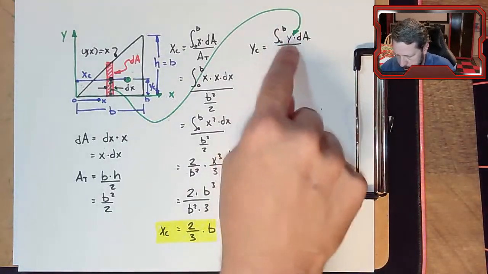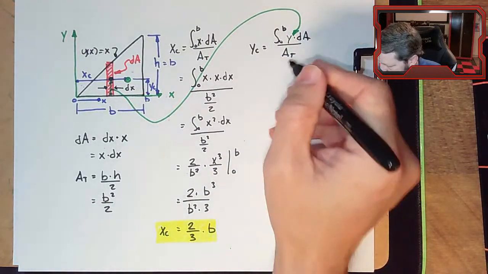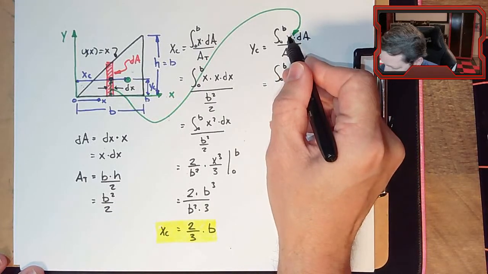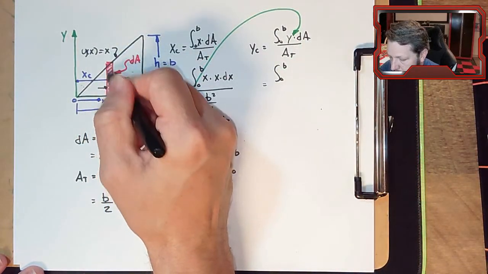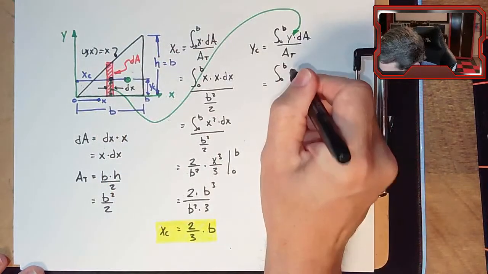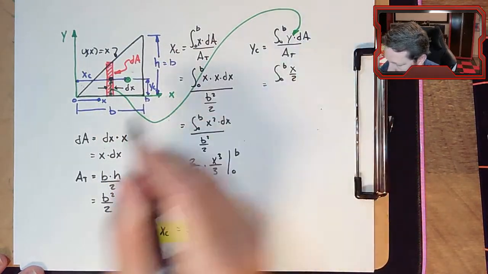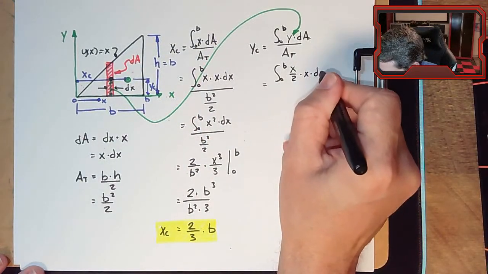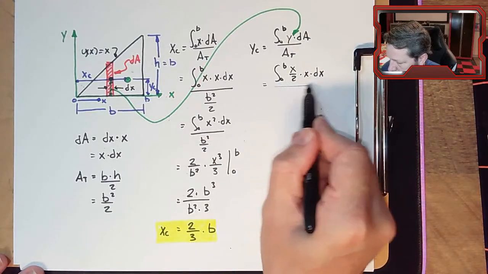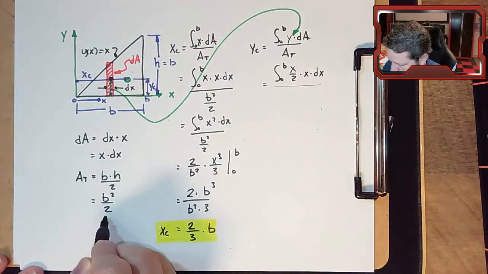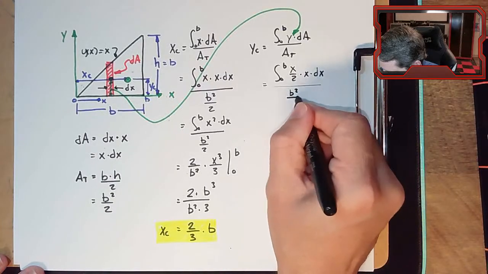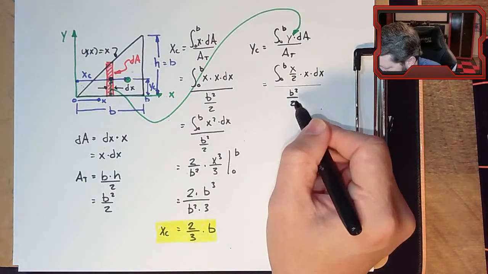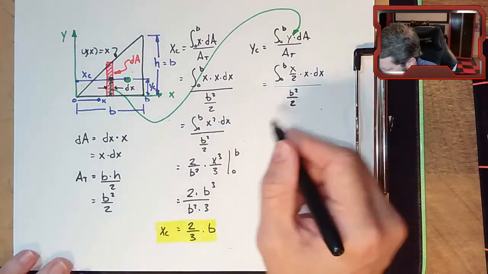All right, so let's carry on with that idea in mind. So y-bar equals the integral from 0 to b. Y is actually half the height, which is x over 2. dA is the same. We didn't change our strip, so dA is still x dx. A total, we didn't change the area of the triangle, so it's still b squared over 2. So we need to evaluate that. Let's do the parallel steps here.